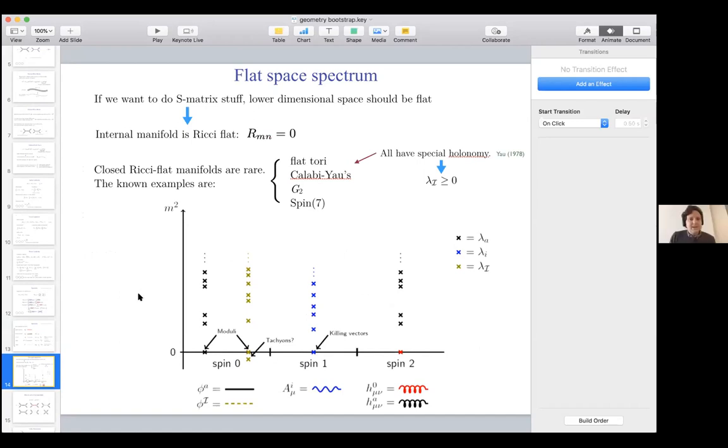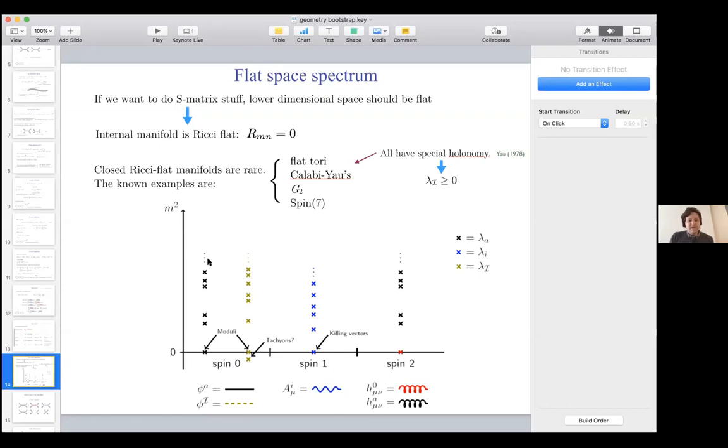Okay, so we're mostly going to be interested in the flat space spectrum. So we want to do S matrix stuff. So we want our external manifold to be flat, which implies that the internal manifold also has to be flat. So it has to be Ricci flat. The closed Ricci flat manifolds are actually rather rare. There's only a finite list of known examples. So we have tori, we have the Calabi-Yaus, we have some special cases, G2, Spin(7). And all of these have special holonomy, which by a theorem of Yau says that the Lichnerowicz eigenmodes all have to be greater than or equal to 0.